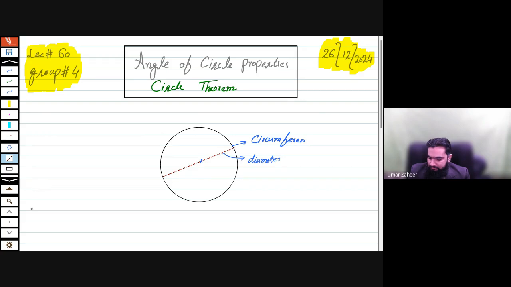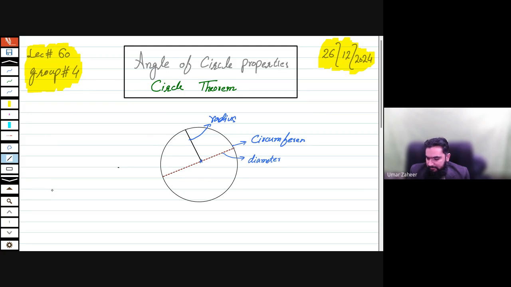All right. A line that starts from the center and ends at the circumference, it is known as, yes, it is the radius. So the distance from the center to the circumference is known as the radius.